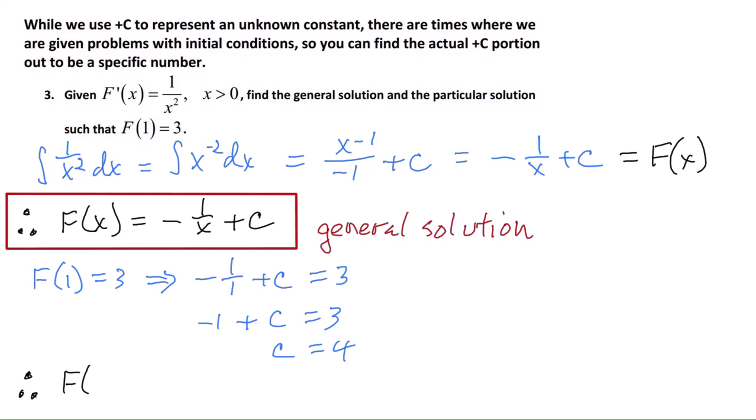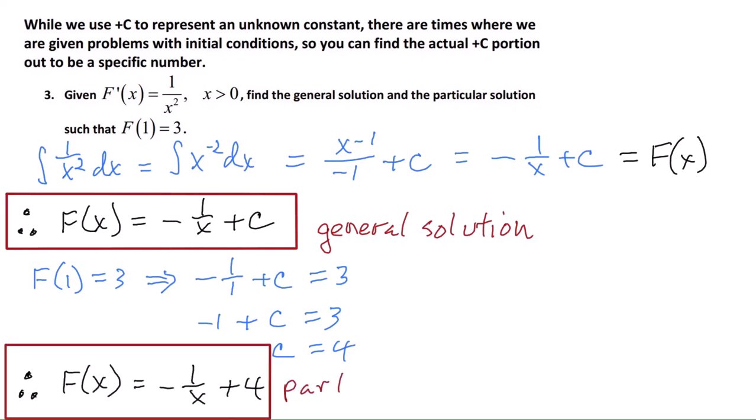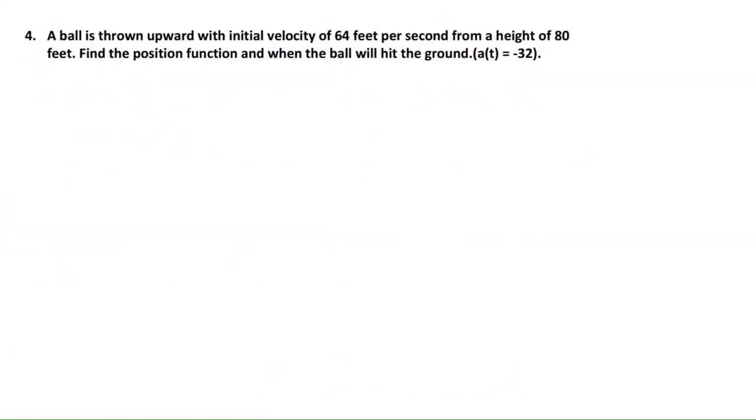So I can rewrite my function in a particular situation as this. And that matches the parameters of the question here. All right, read this question. We're throwing a ball straight up. Initial velocity of 64 feet per second. We're standing on something that we're launching it from 80 feet up.